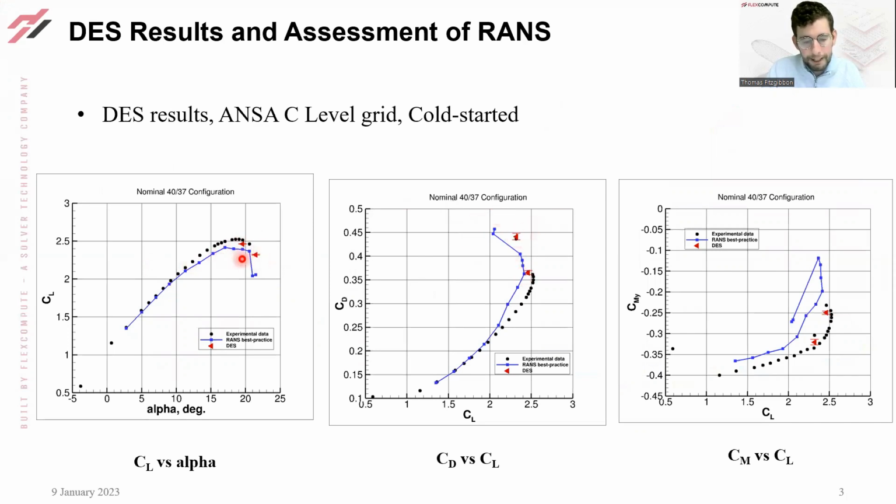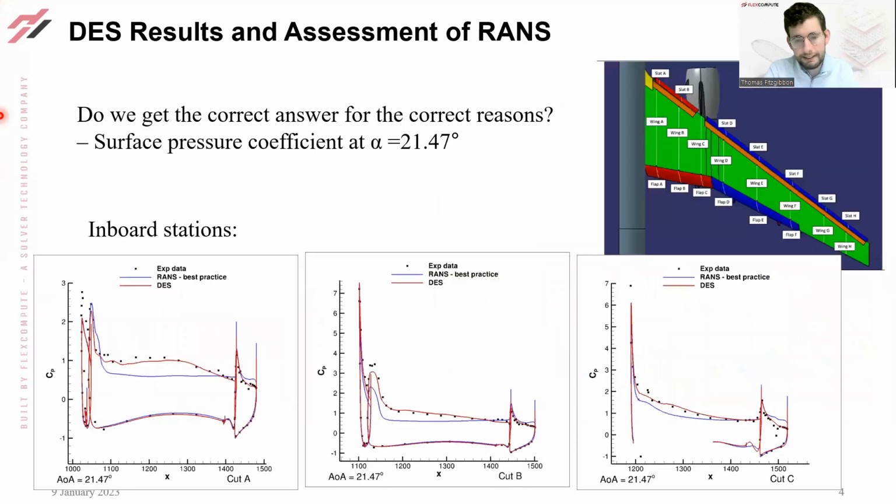attack. Now, the main question that must be answered is whether we get the correct answer for the correct reasons. For this purpose, we analyze the results at the highest angle of attack in greater detail. Firstly, we examine the DES surface pressure predictions and compare them with RANS results and data from experiments.